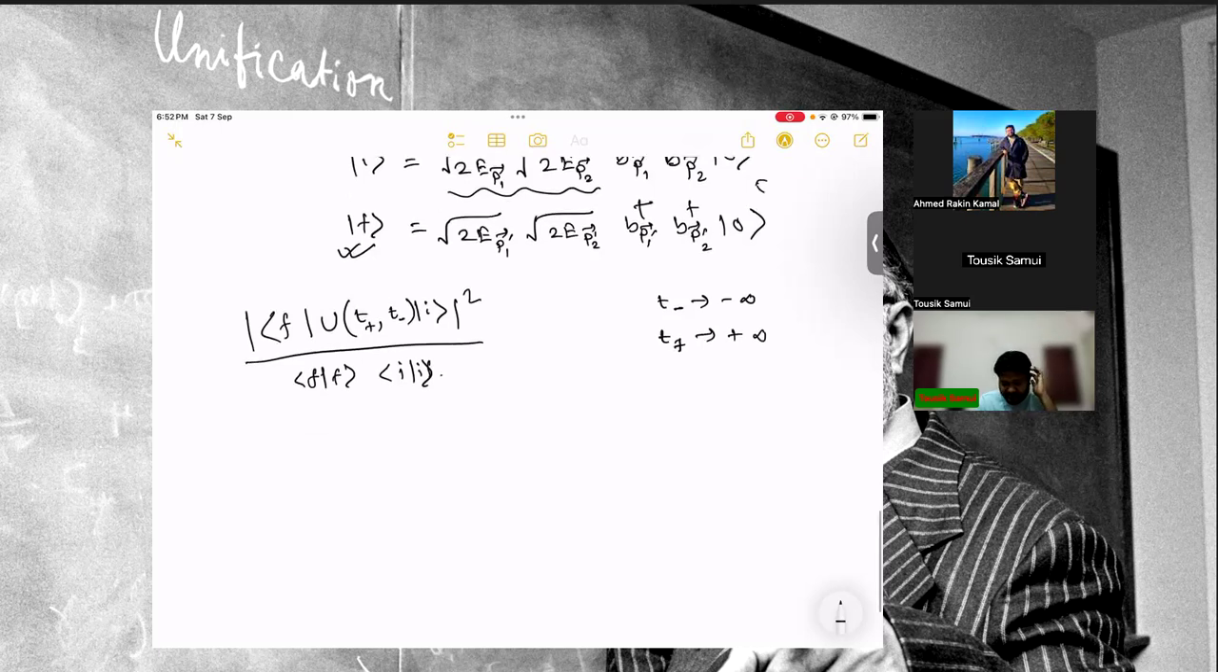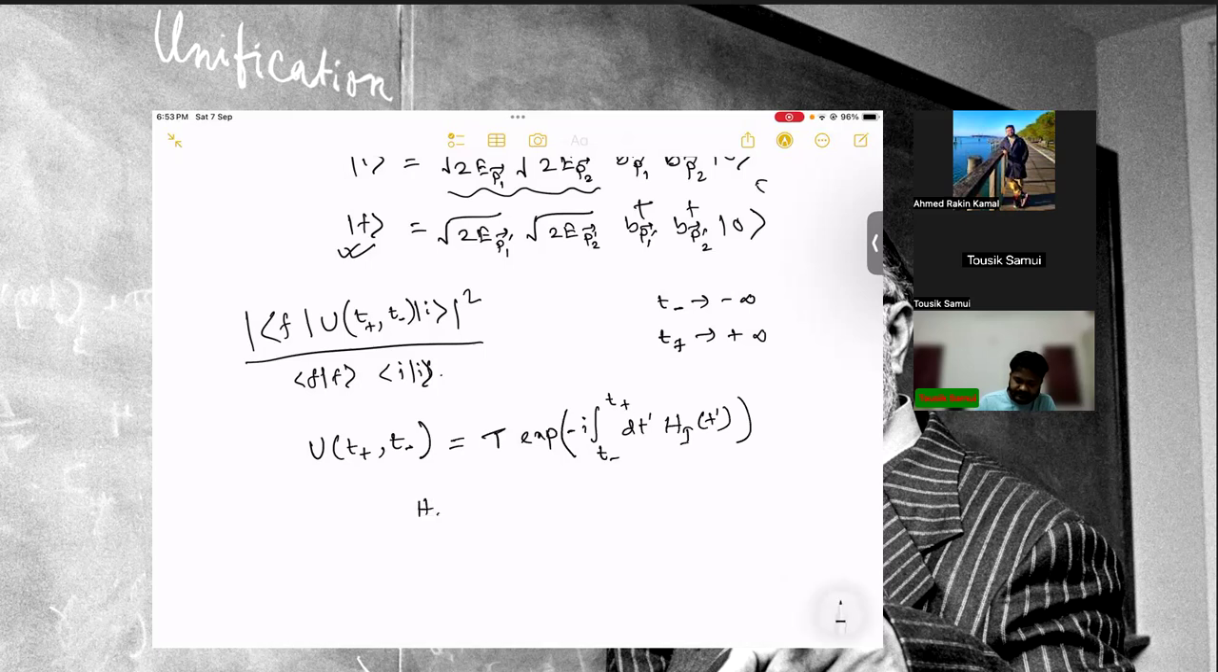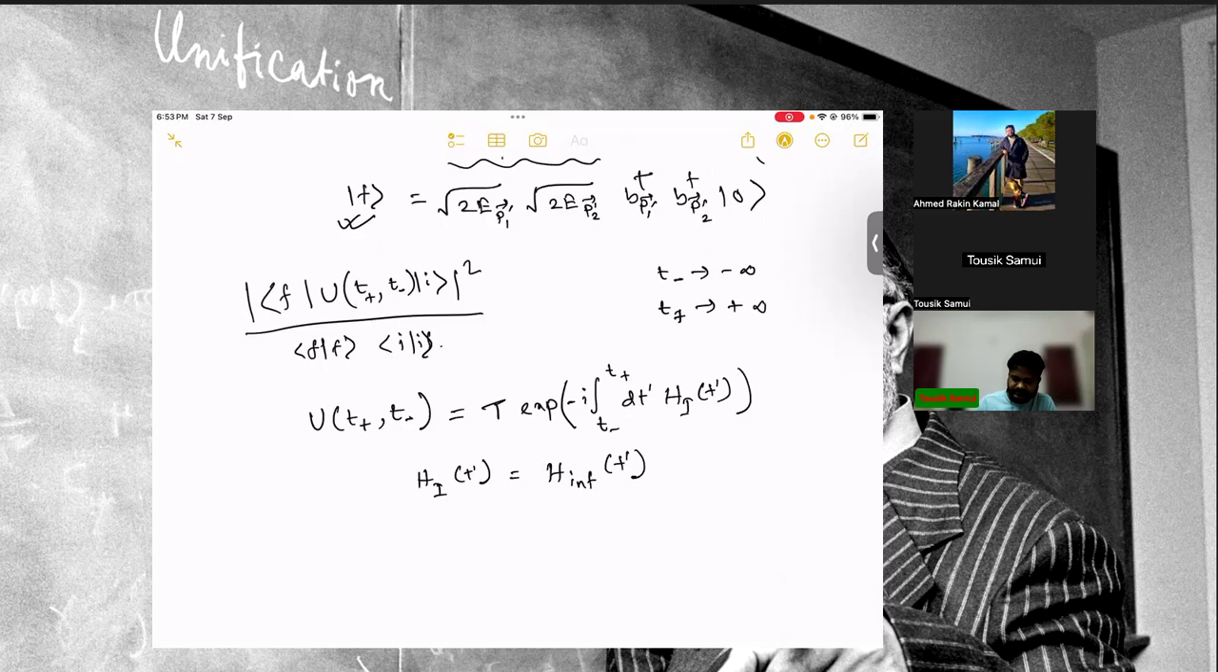Now if we remember from the last expression, this unitary operator, the evolution operator U(t plus, t minus), is nothing but the time ordering of the exponential of minus i integral from t minus to t plus of dt prime H_I at t prime, where H_I at t prime is nothing but the interaction Hamiltonian at t prime in the interaction picture.